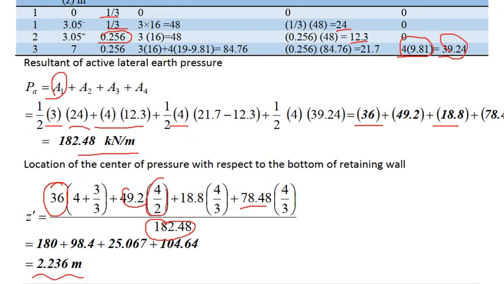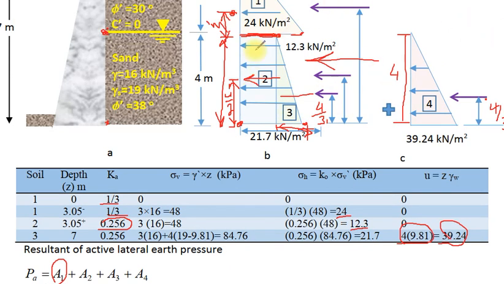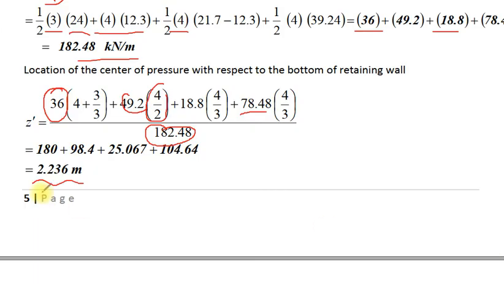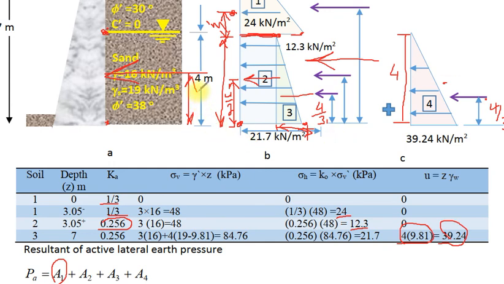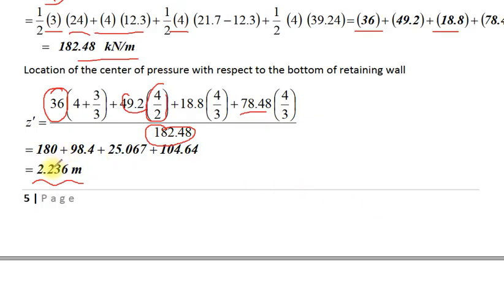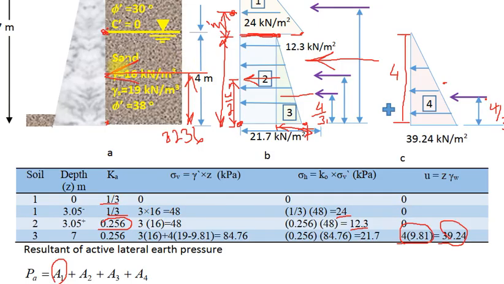Therefore, the resultant of all the active earth pressure, the resultant force, will act here at a distance from the bottom equal to 2.236 meters, and the resultant is 182.